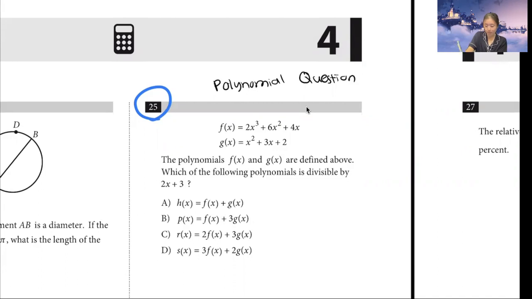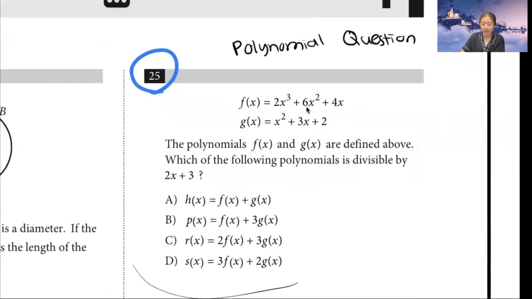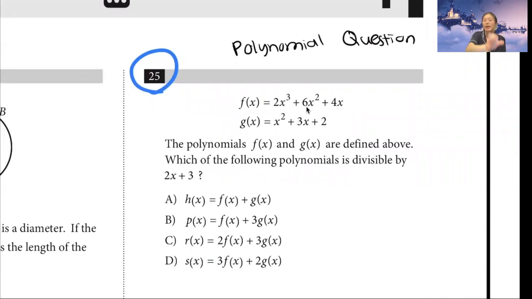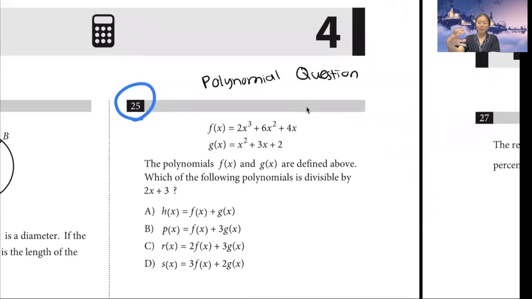But in this case, we're given 2 polynomials, this one and this one. Which of the following polynomials is divisible by 2x plus 3? Now, this may be like, what? But look closely at the options we're given here. We know that these are all different functions, new functions made by combining the two or multiplying one of them by something else and so on. But the whole goal of this is to make everything 0.